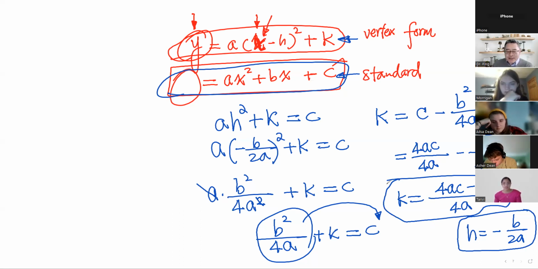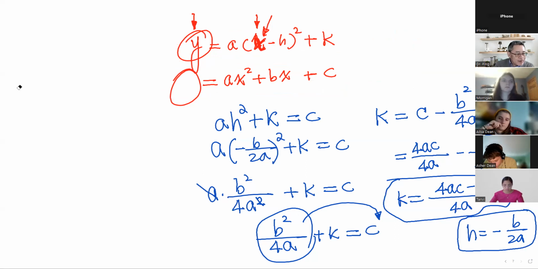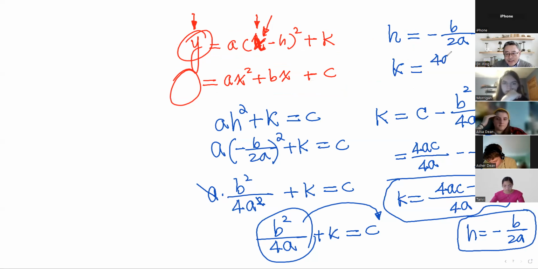This is called a vertex formula, so we can find the vertex based on the standard form. So now I'm going to write it on the top. This is a vertex formula. So H, the x-coordinate of the vertex point, is negative B over 2A. Then we have K equals 4AC minus B squared over 4A.